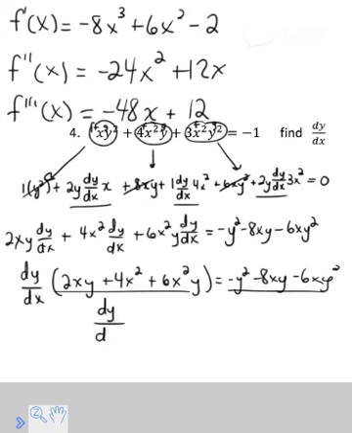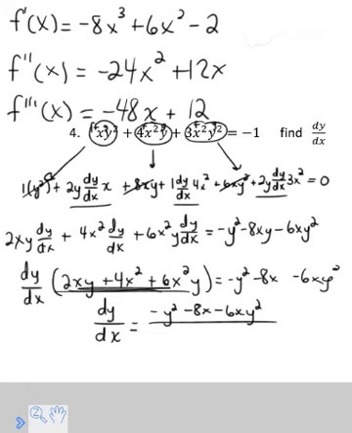So dy dx equals, this term here is the numerator, negative y squared minus 8xy minus 6xy squared, divided by this term there as the denominator, 2xy plus 4x squared plus 6x squared y.